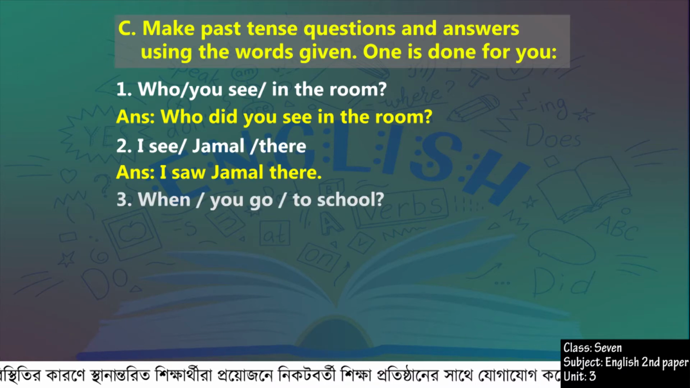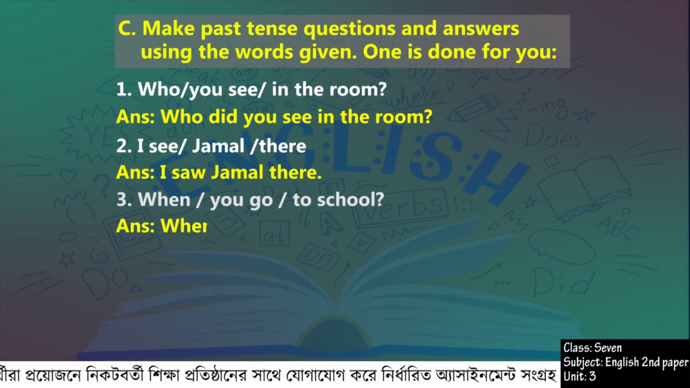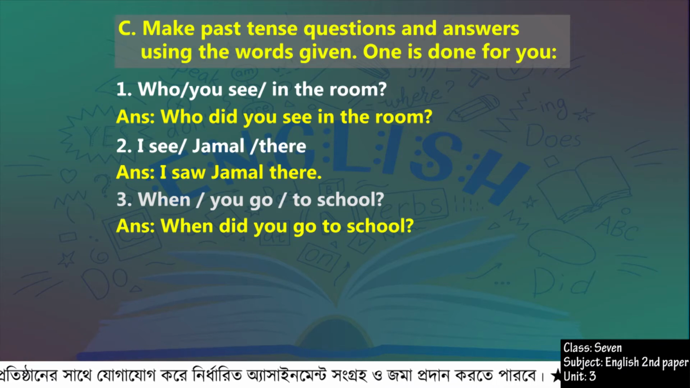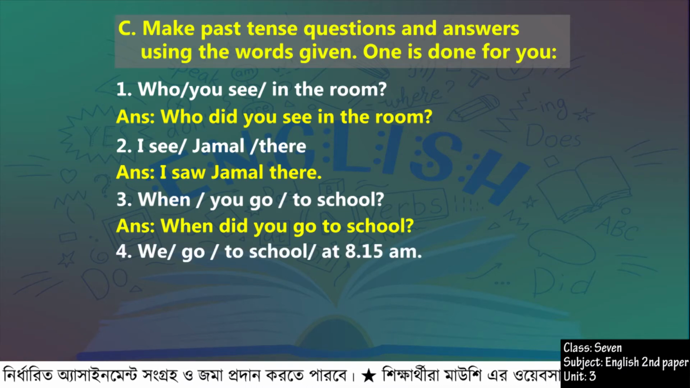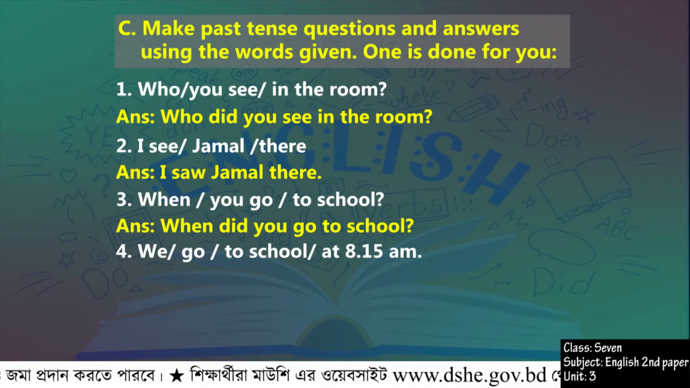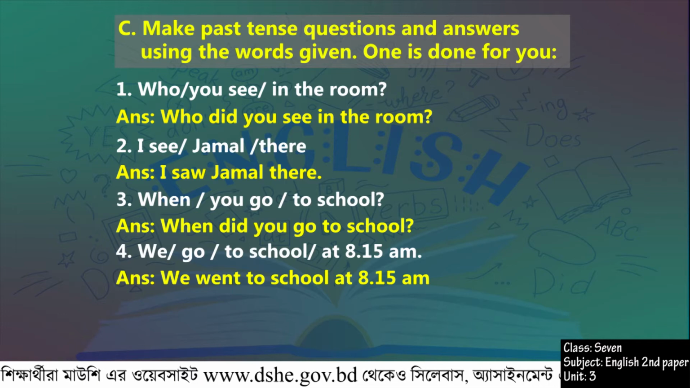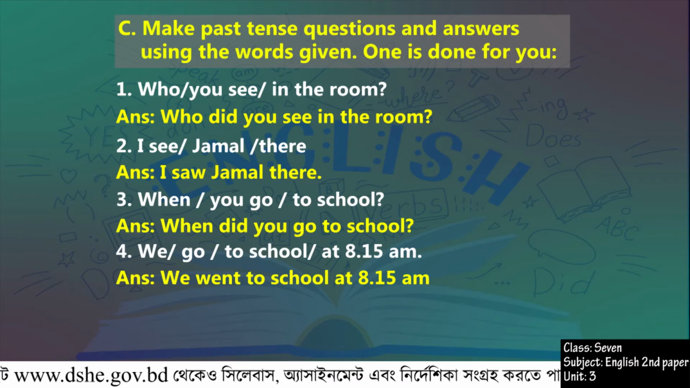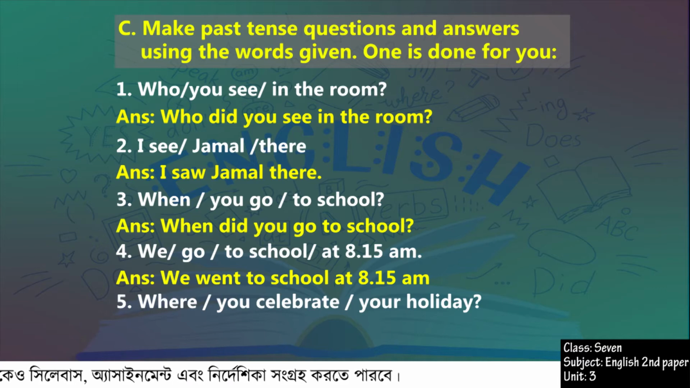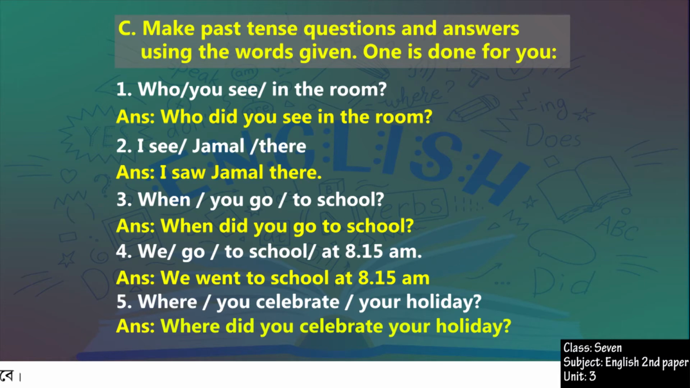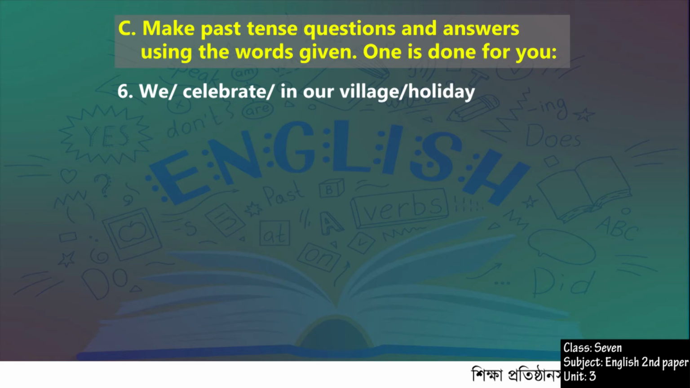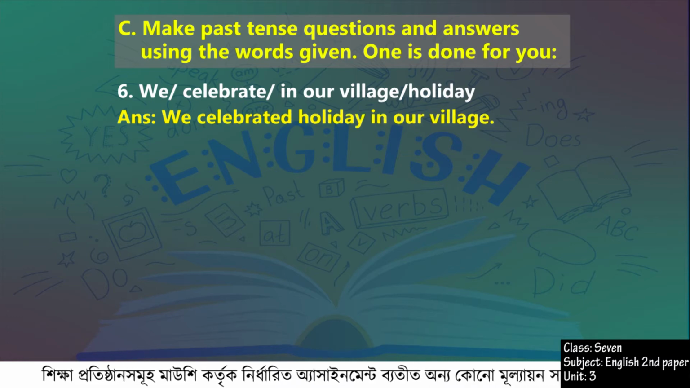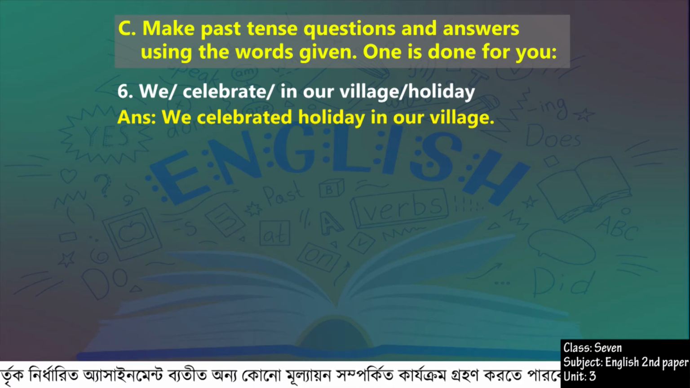Number 3. When you go to school. This will be, when did you go to school? Number 4. We go to school at 8:15 a.m. This will be, we went to school at 8:15 a.m. Number 5. Where you celebrate your holiday. It will be, where did you celebrate your holiday? Number 6. We celebrate in our village holiday. It will be, we celebrated holiday in our village.